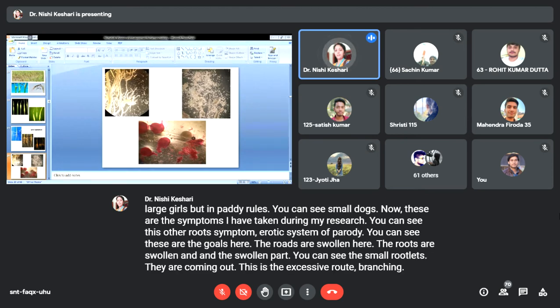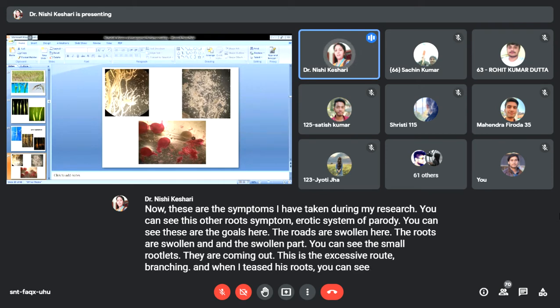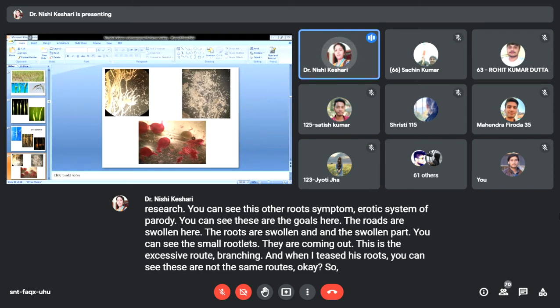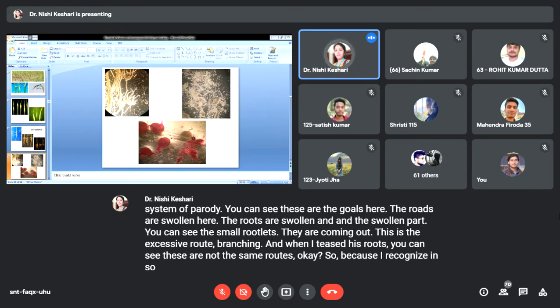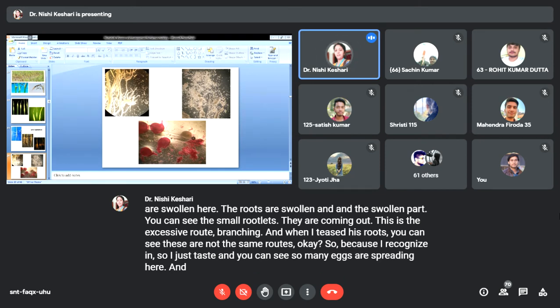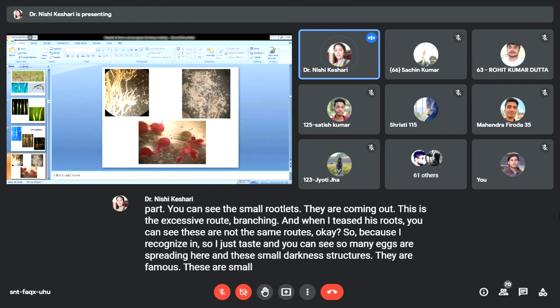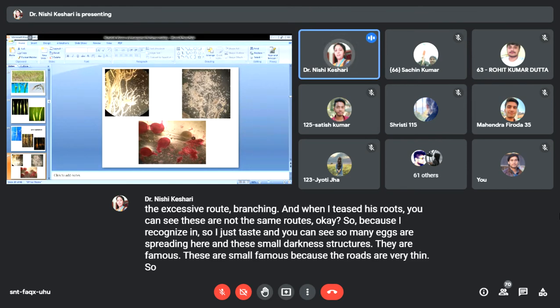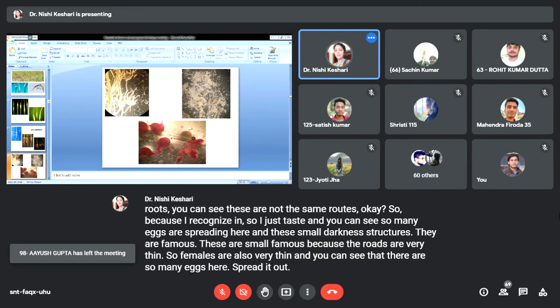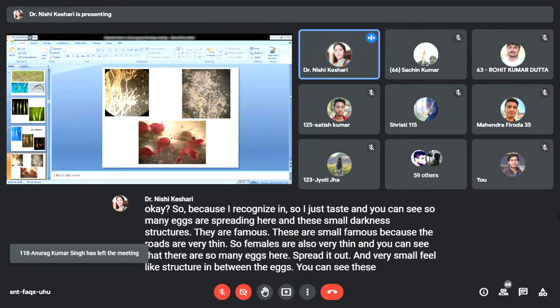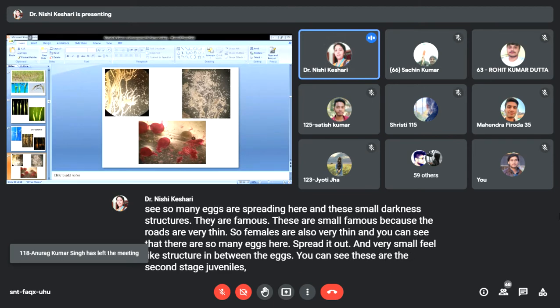When I teased these roots, you can see these are not the stained roots. Because I recognized them, I just teased, and you can see so many eggs spread here. These small dark structures are females. These are small females because the roots are very thin, so females are also very thin. And you can see so many eggs spread out, and very small thin structures in between the eggs. These are the second stage juveniles coming out of the eggs.